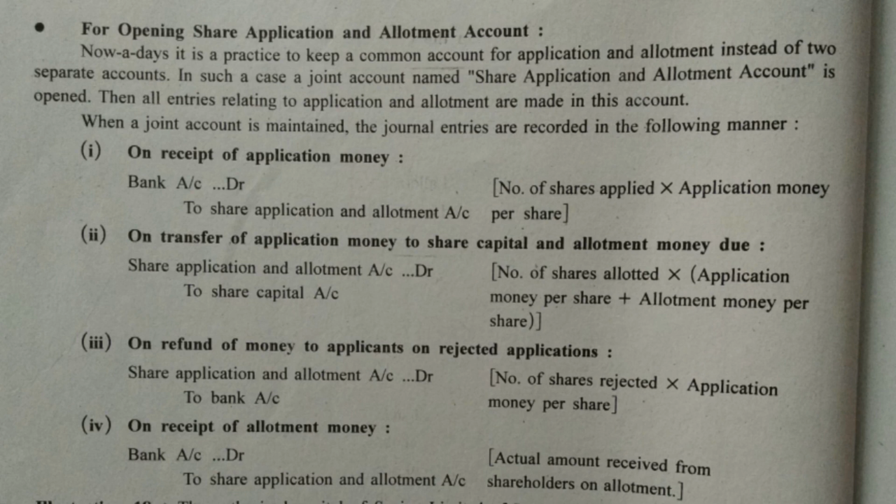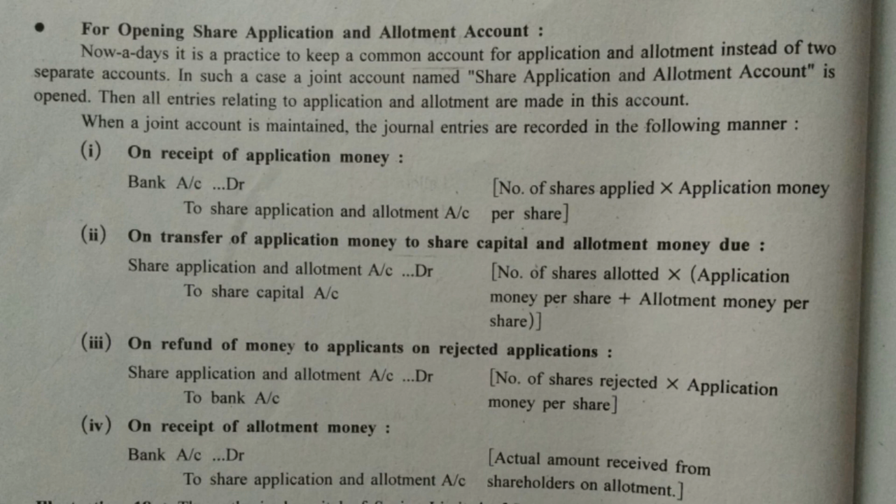Yes? Further, on refund of money to applicants on rejected applications. In case of oversubscription, when you reject applications, what is the journal entry that you write? That is the second journal entry given on page number 9. What do we write? Share application to bank. So instead of writing application, we are writing application and allotment. So share application and allotment account debit to bank account.